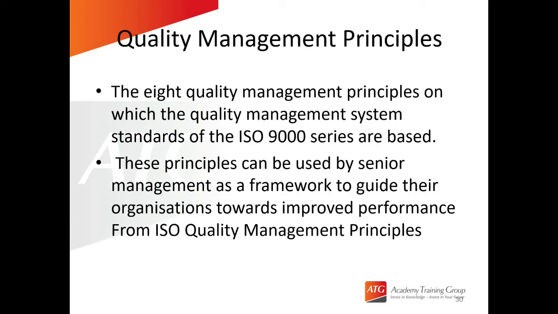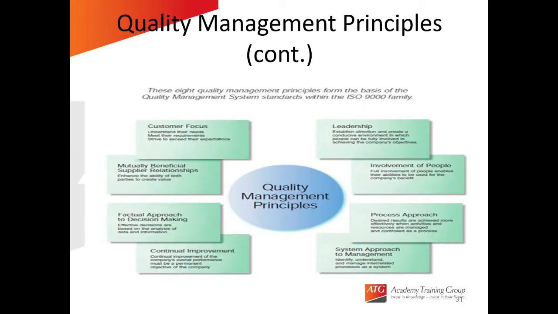The quality management principles. The eight quality management principles on which the quality management system standards of the ISO 9000 series are based. These principles can be used by senior management as a framework to guide their organizations towards improved performance. And these are the principles. As you can see, we've got leadership, involvement of people, process approach, systems approach to management, continuous improvement, factual approach to decision making, mutually beneficial supplier relationships, as well as customer focus.